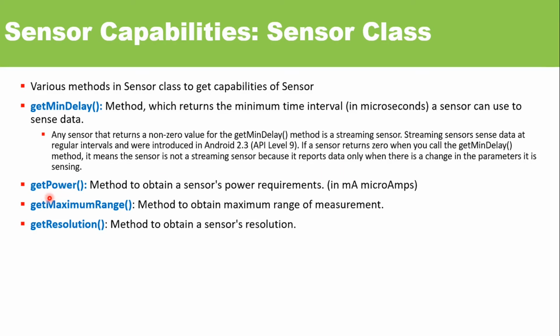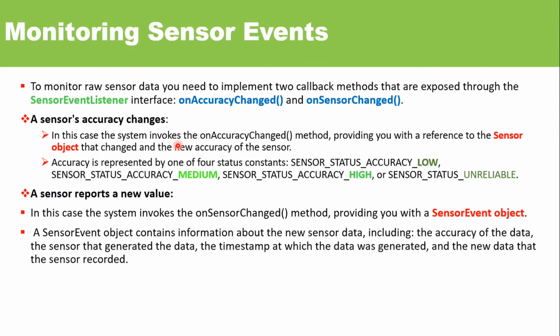Now moving on to the getPower method. This method is used to obtain a sensor's power requirements, and it is done in milliamperes. Then we have getMaximumRange, which is a method to obtain the maximum range of measurement. And lastly we have the getResolution method, which is a method to obtain a sensor's resolution. So these are some of the sensor capabilities that one can access through the Sensor class.